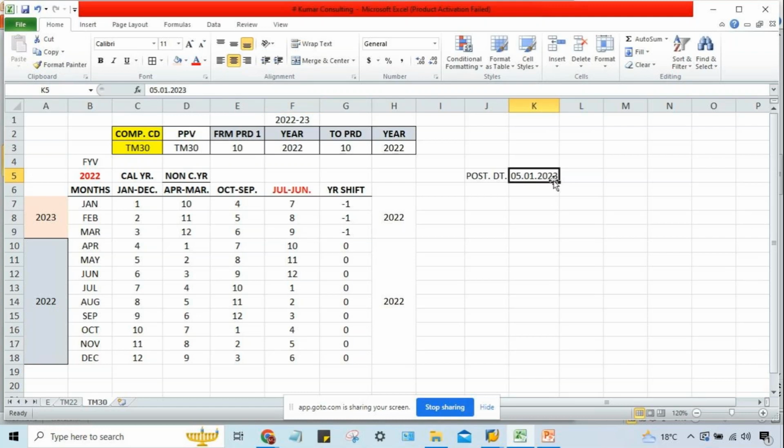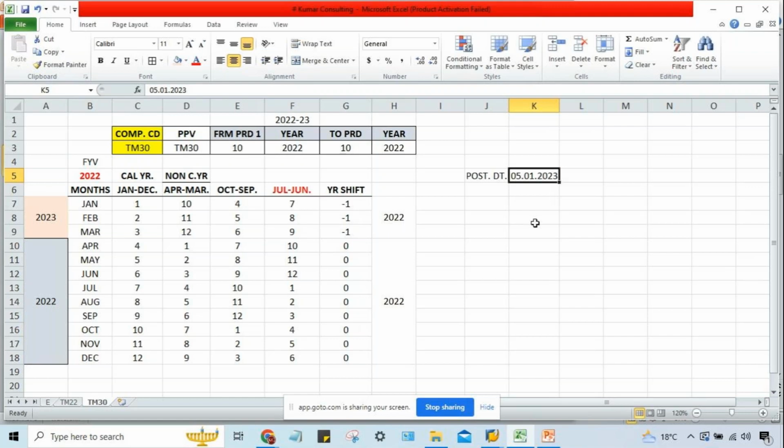Differences means, look here: the year is 2023 and the year is 2022. So now SAP is going to be confused. Which year? So it is the year shift that replaces the posting date year by a particular margin. It could be -1 or +1, whatever it is. So year shift is specified at the time of defining a non-calendar year, and it replaces the posting date year by either -1 or +1. It is going to increase or decrease.